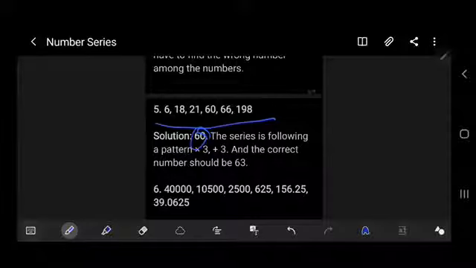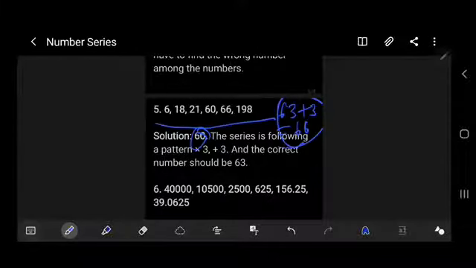So how is that possible? 6 into 3 is 18. 18 plus 3 is 21. Thereafter 21 into 3 is what? 21 into 3 is 63. 63 plus 3 is what? 66. Got it?